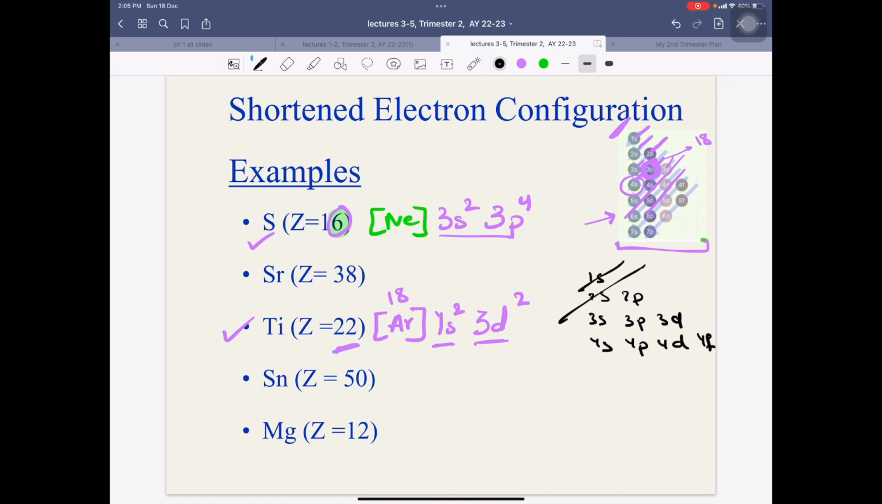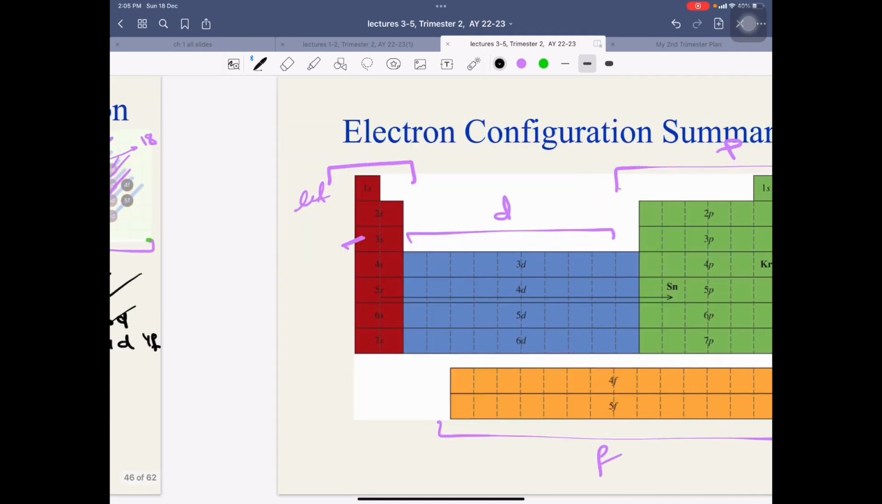I just need to write them in an organized way, so when I want to fill up the gaps, it fills in a good way. This is it. This is short electron configuration.